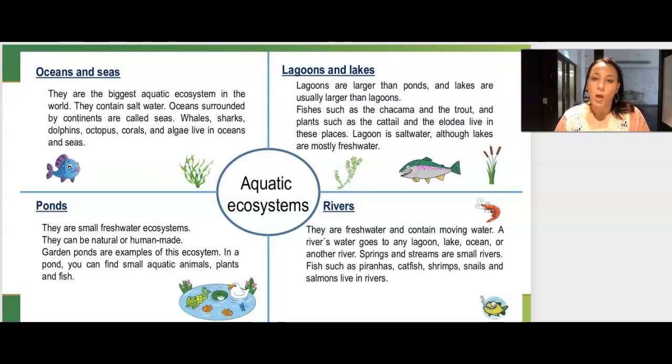Ponds, we get a lot of ponds out in the outback of Australia. They tend to be ephemeral. They come and go, they disappear. They can be natural or man-made. And you'll find a smaller but still divergent range of species living in them.